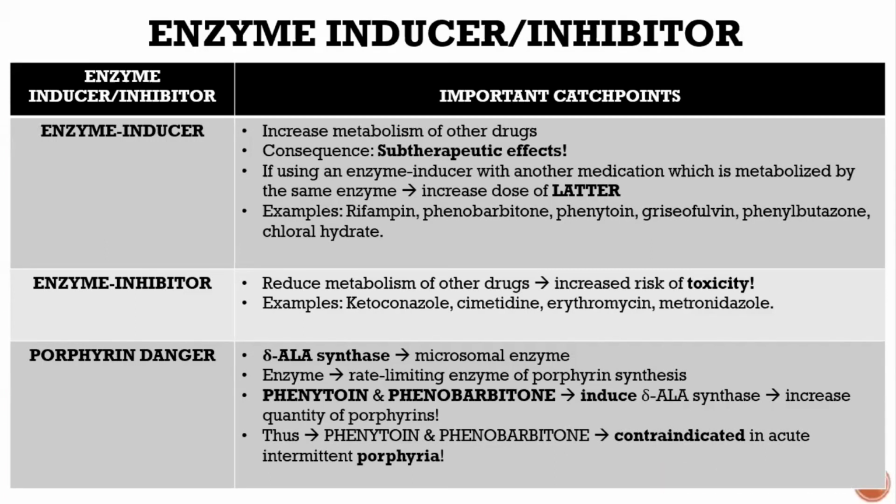Now we come to enzyme inducer or inhibitor. So you can understand the terms very well. What is enzyme inducer and what is enzyme inhibitor? So enzyme inducer is a particular molecule which increases the metabolism of other drugs. So for example, you are taking a medicine that is metabolized through CYP3A4 and you are taking another medicine which is an inducer of CYP3A4. So if both medicines are given together, then the metabolism of the first medicine gets increased.